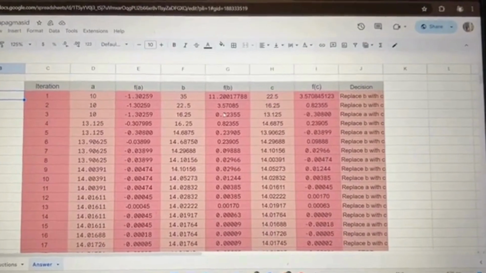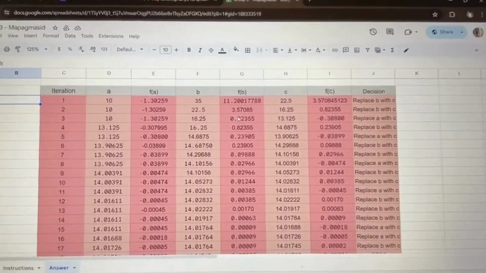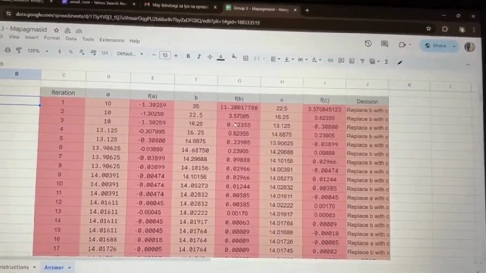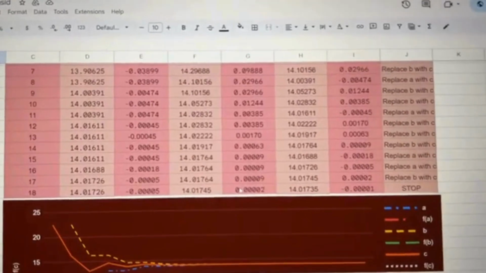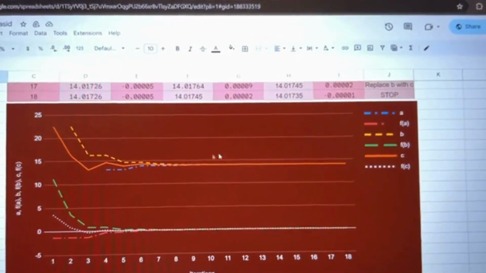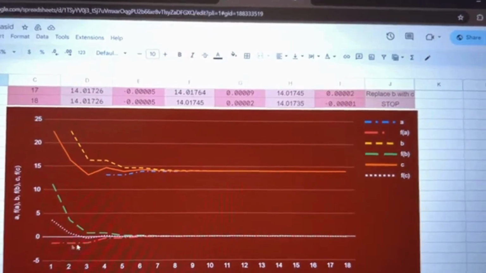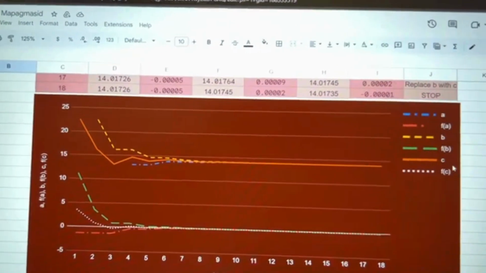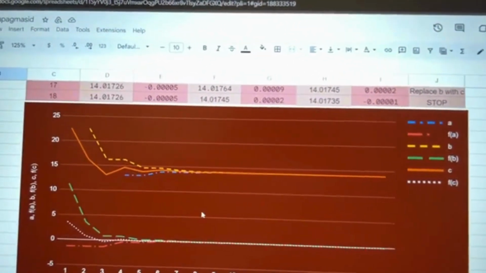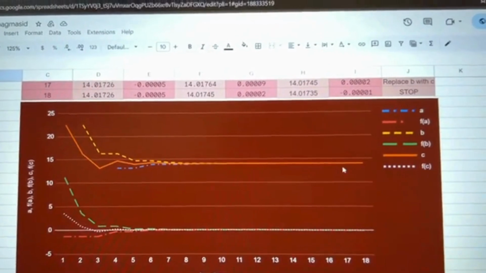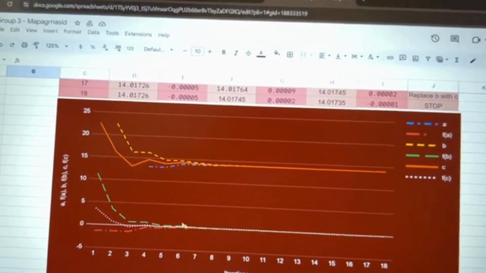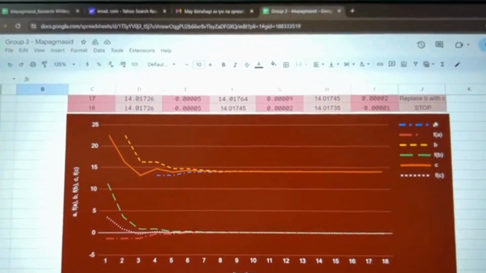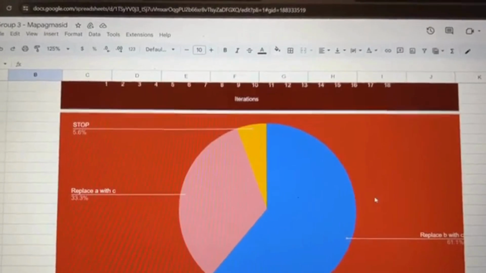To visualize the decision history, we'll use a line chart with the x-axis representing the iteration number and the y-axis representing the value of A, B, C, f of A, f of B, f of C, and decision. So we'll proceed here into the line chart. The blue one represents A. The red one in the bottom represents f of A. The yellow one represents B, and the green one, also in the bottom, represents f of B. C is the orange one. As for f of C, it is seen in the bottom, the white one. Those are the lines that represent these.